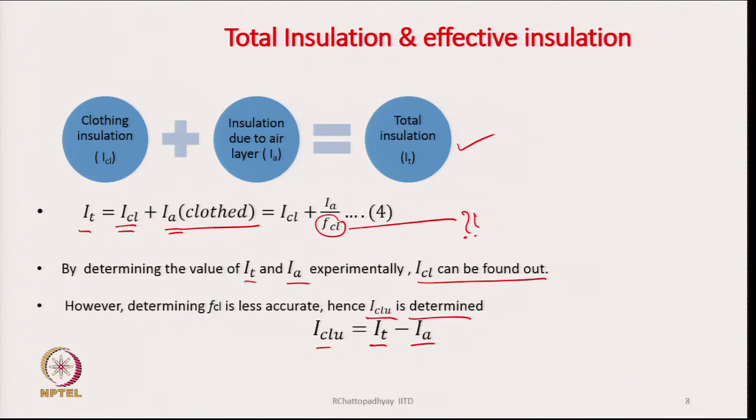Then what is I CL then? It will be I T minus I A, but because I am not taking into account the epsilon value, we call it not I CL, but we call it I clue. So, I clue is the insulation value, total value of the clothing when the epsilon is not taken into account.